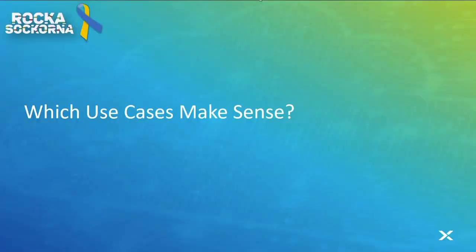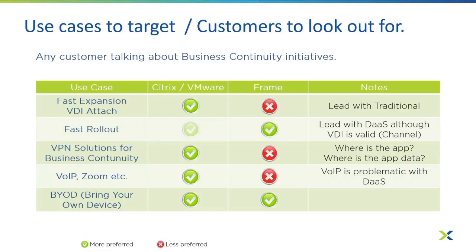Then let's look at use cases. So which use cases make sense for which technology? First of all, without going into individual use cases, individual customer examples, what I've tried to do here is to differentiate between Citrix and VMware being on-prem and Frame being the desktop as a service or cloud-based solution. And five typical examples that you'll be confronted with today. So the first one we talked about is fast expansion, VDI attach.